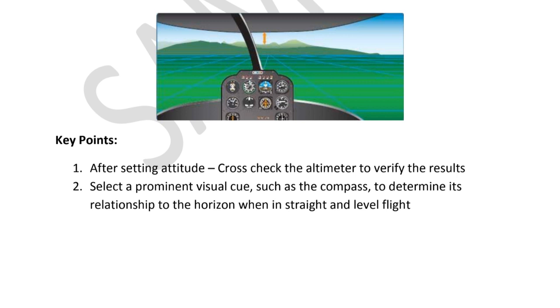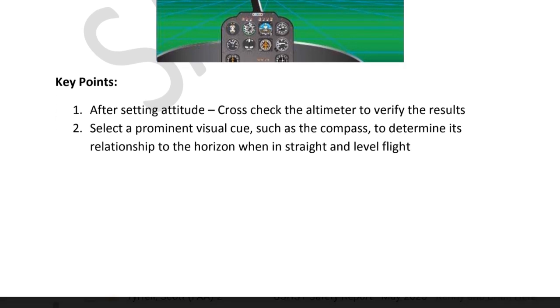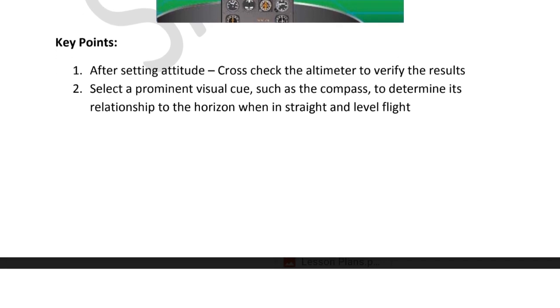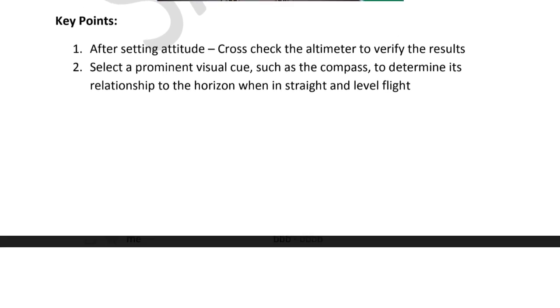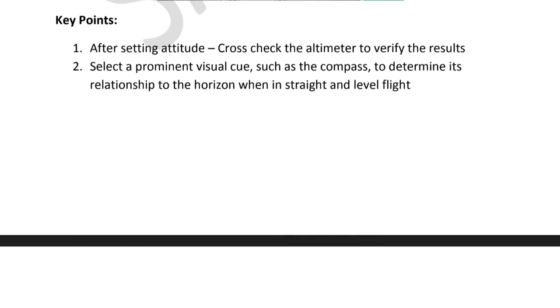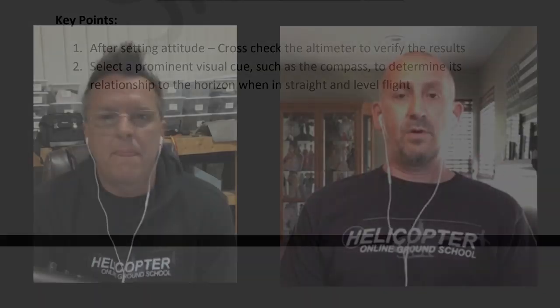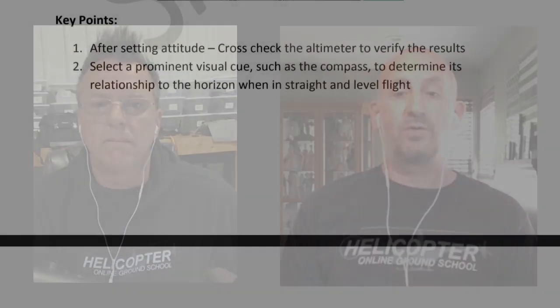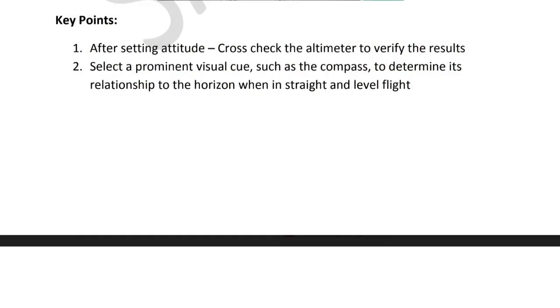And then we drop down to the key points. So here's those. In this one, I've just got two. And the key point that I want to emphasize to the student is, once they have the attitude of the aircraft set for straight and level flight, do a cross check real quick. Just double check your altimeter and verify the results. And make sure, okay, I'm not climbing, I'm not descending. I've got the results that I wanted. And number two is select that prominent visual cue that we were just talking about, using a compass or something else in the cockpit to determine its relationship to the horizon while you're in straight and level flight.